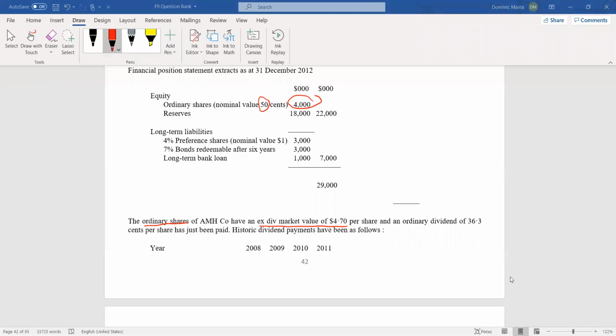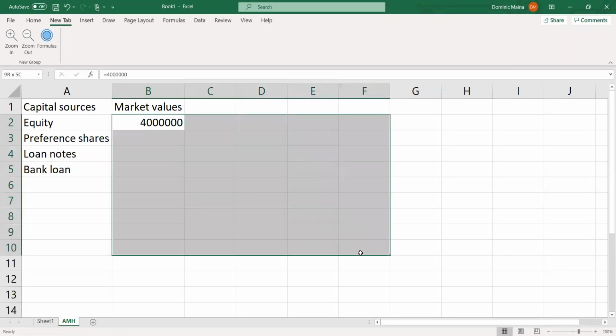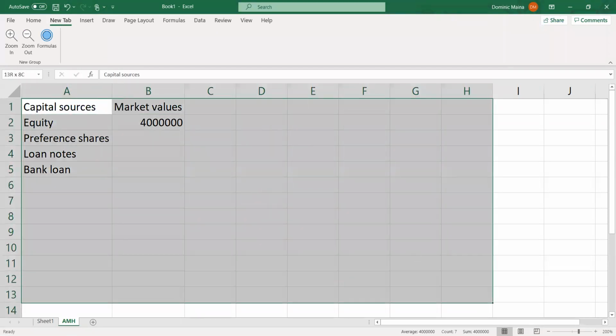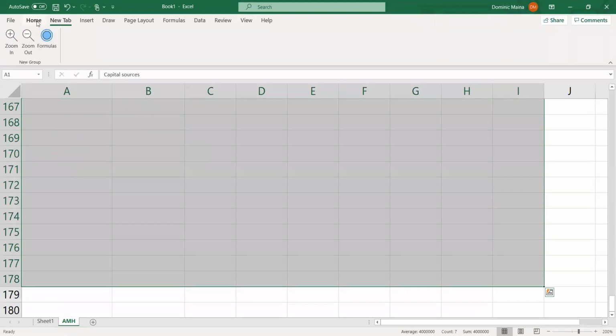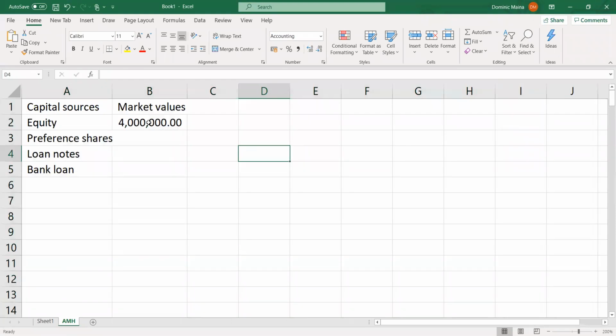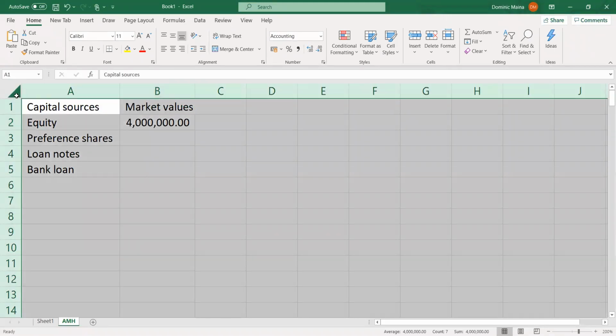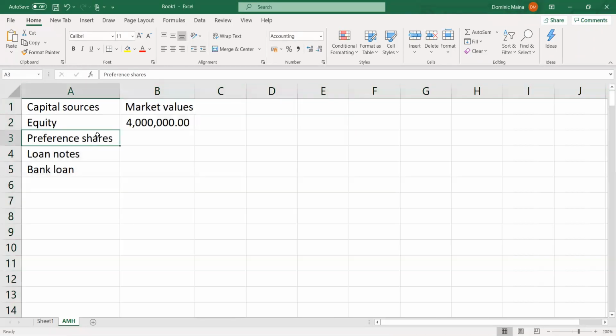The number of shares for this company is 4 million divided by 0.5. Let me use the 1000 separator. Be careful by the way in your main exam, as I think I've told you before: don't highlight the entire area, otherwise you might end up freezing your Excel. You can highlight the entire cell from the first to the last cell, but don't do that, otherwise you may end up freezing your Excel. So highlight portion by portion.